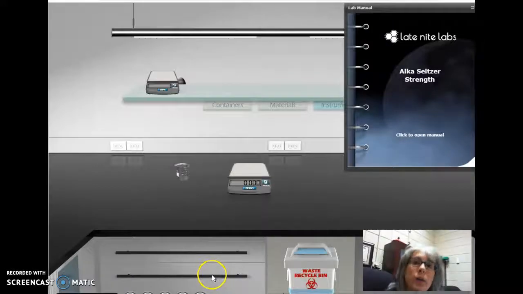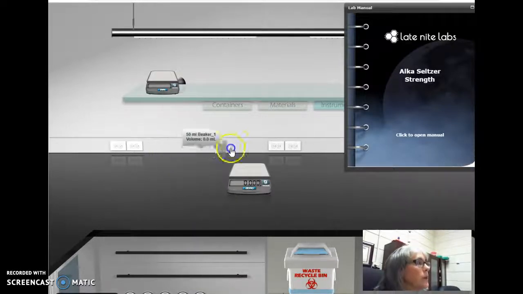Welcome to the Alka Seltzer Strength Lab. In this lab, you'll be reacting vinegar and an Alka Seltzer tablet. You're going to be able to determine how much sodium bicarb there is in Alka Seltzer. So let's see how you're going to do this.